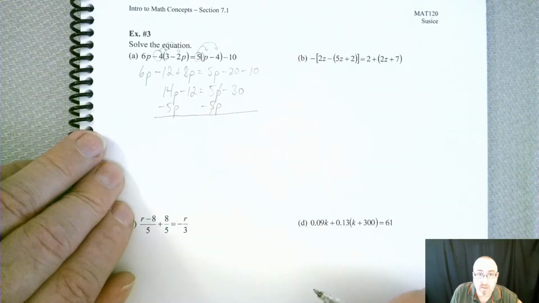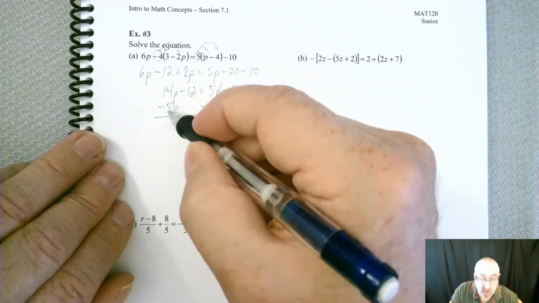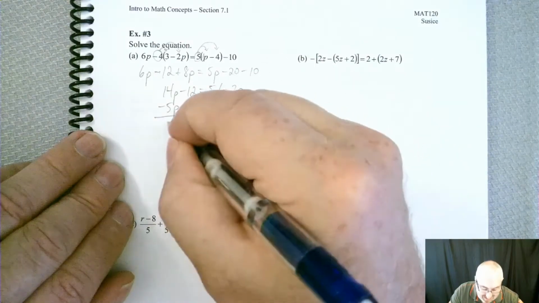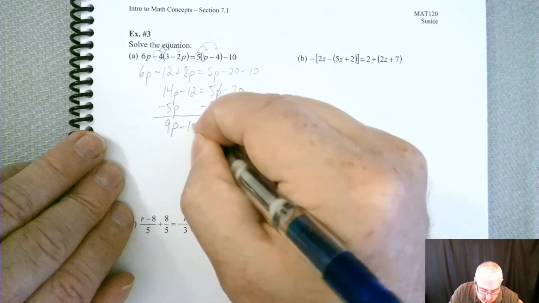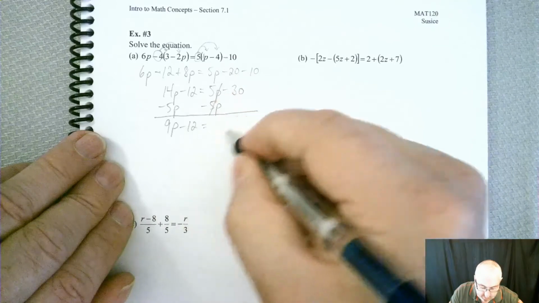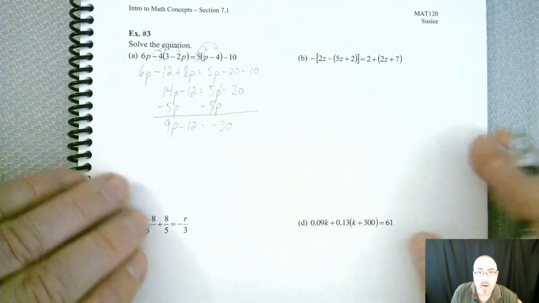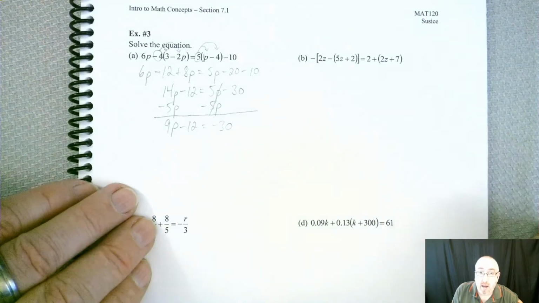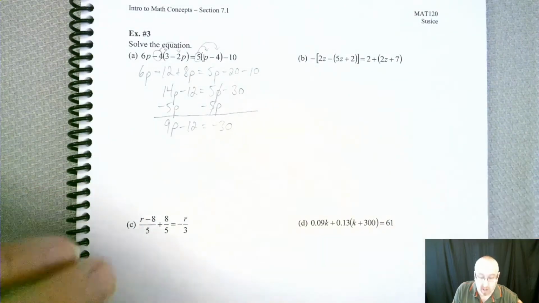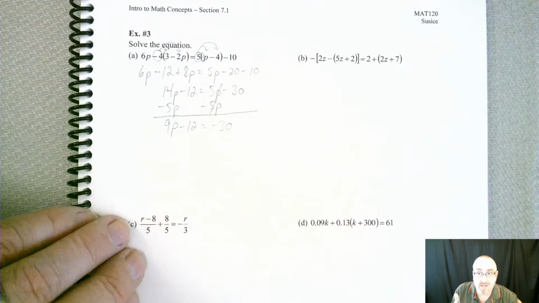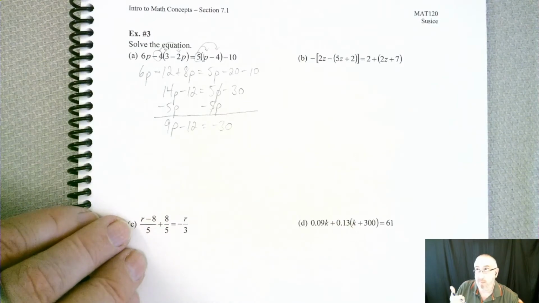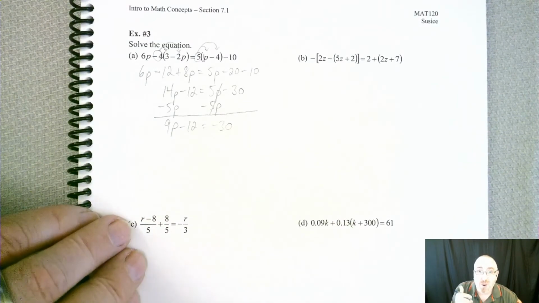So that cancels them out. So now we got 14 minus the 5, which is 9p. And we bring down the minus 12, and then we can bring down the minus 30. All right. So now we've got all the variables on one side. So that's step 1. Well, not step 1. That's step maybe 3. But we got all the variables on one side. So that's good.